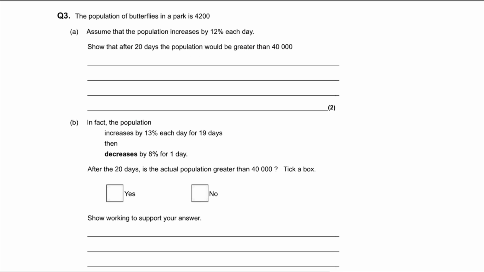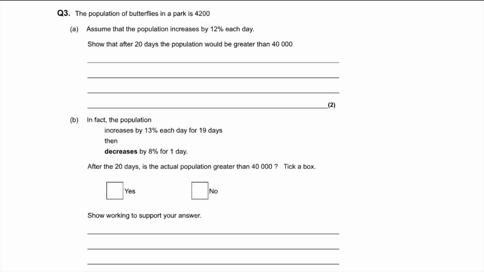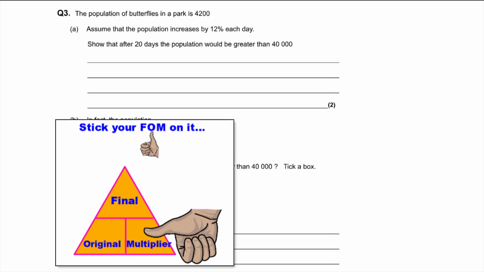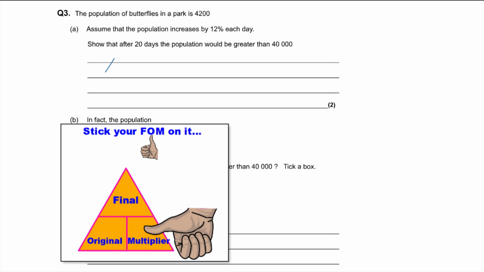Question 3, the population of butterflies in the park is 4,200. So again, this is growth and decay rather than compound interest. Assume that the population increases by 12% each year. Show that after 20 days, the population would be greater than 40,000. Okay, so drawing my little triangle. And then working out what I've got. F-O-M. I'm still going to use Y. I know it's days, but I'm just going to use Y anyway for consistency.